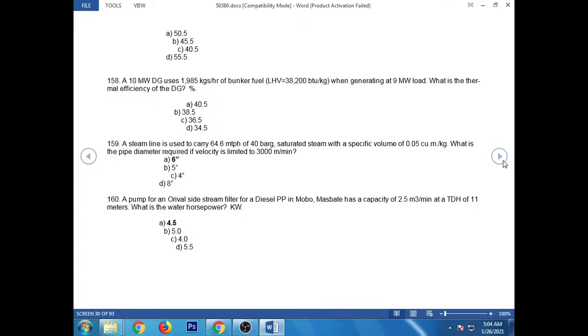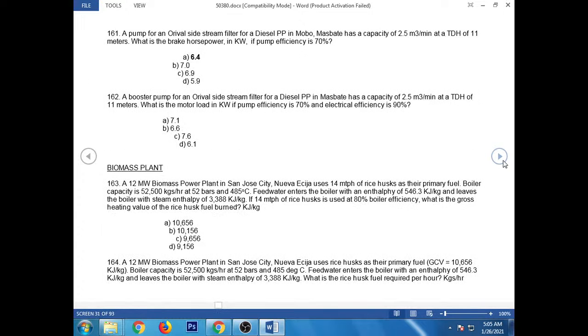A pump for an air inlet side steam filter for a diesel power plant in Mobo, Masbate has a capacity of 2.5 cubic m per min at TDH of 11 meters. What is the water horsepower? Answer 4.5 kilowatts. What is the brake horsepower in kilowatts if pump efficiency is 70%? Answer 6.4.